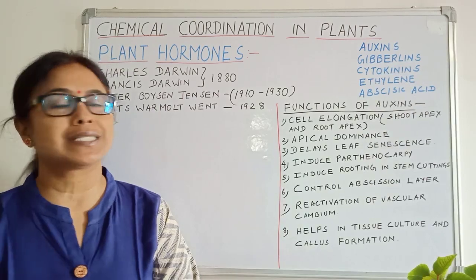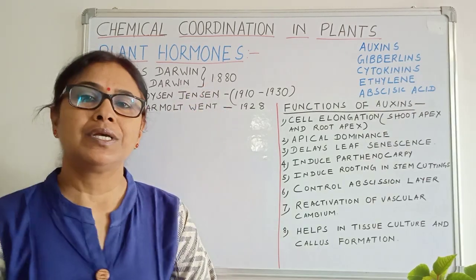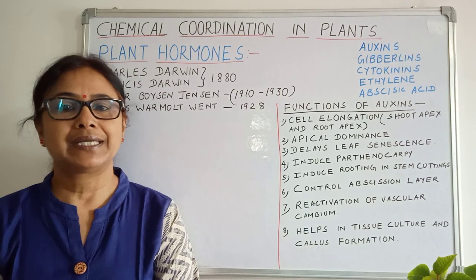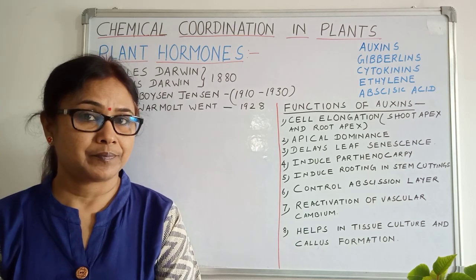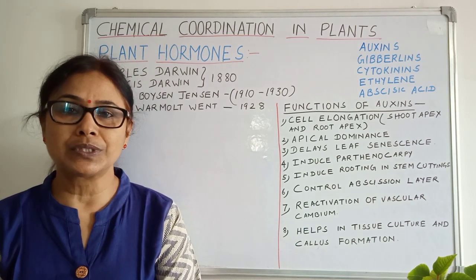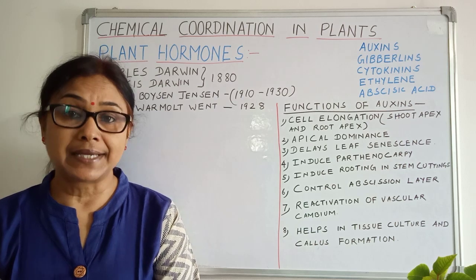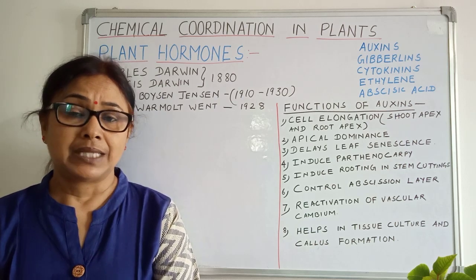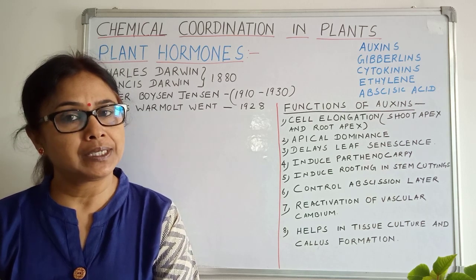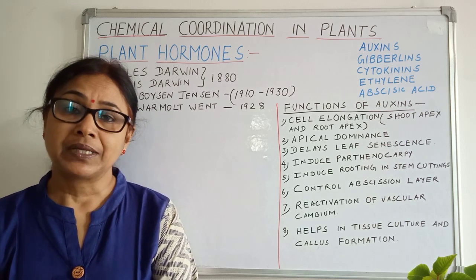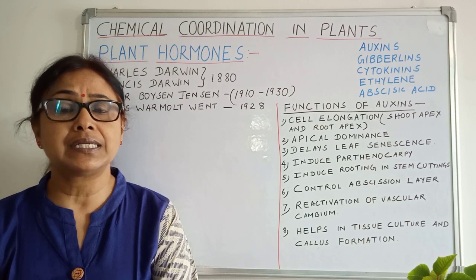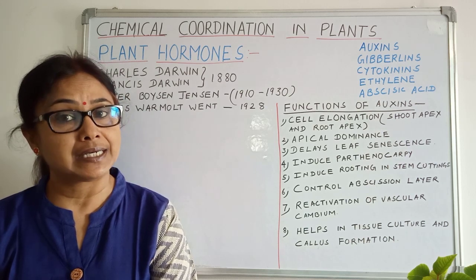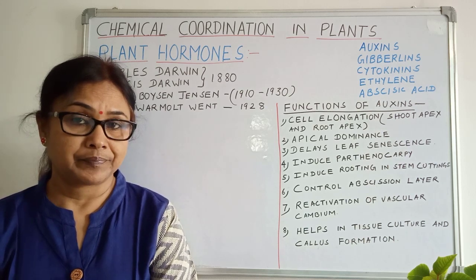Today we are going to discuss plant hormones, which form a part of the chapter Chemical Coordination in Plants. Now as we know, hormones are chemical messengers secreted in the body of animals as well as plants. They may be secreted in one part of the body, travel through the body, reach another part, and always show their impact on their target cells or target organs.